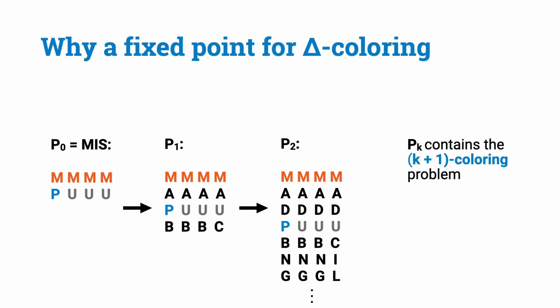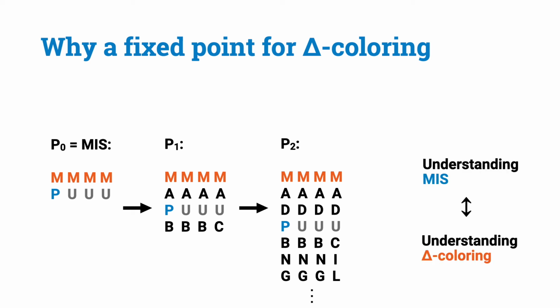So very intuitively, we observed that the problem that we get after applying round elimination k times is the following. There are k plus 1 colors, there is the pointer line, and there is a huge amount of garbage. Then we also realized that this garbage looks the same as the garbage that we get if we try to apply round elimination directly on the delta coloring problem. So we then realized that understanding delta coloring is a necessary step in order to understand MIS.